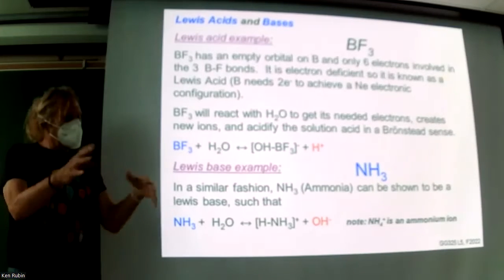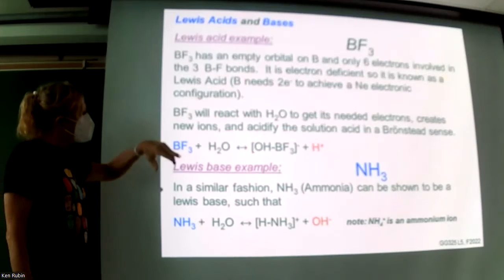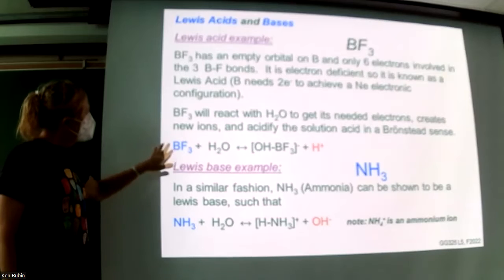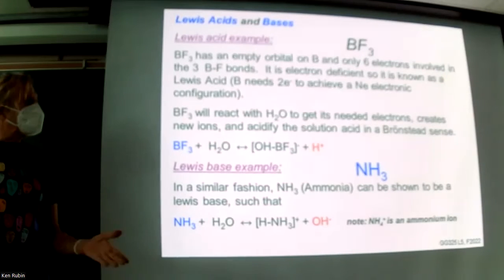You can interact BF3 with other stuff. It's done in organic chemistry all the time to make other kinds of chemical reactions happen. It's a Lewis acid either way, but when we stick it in water, it acts like a Bronsted acid. That's why I like to illustrate that.